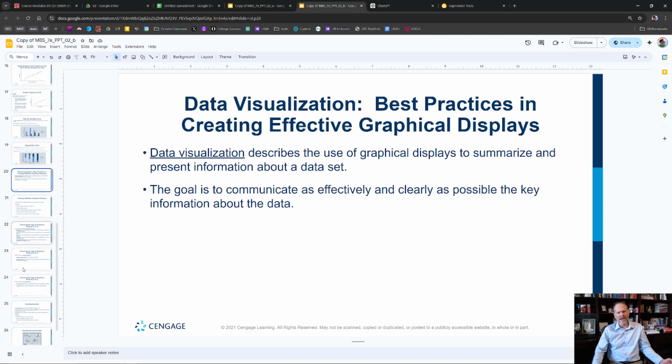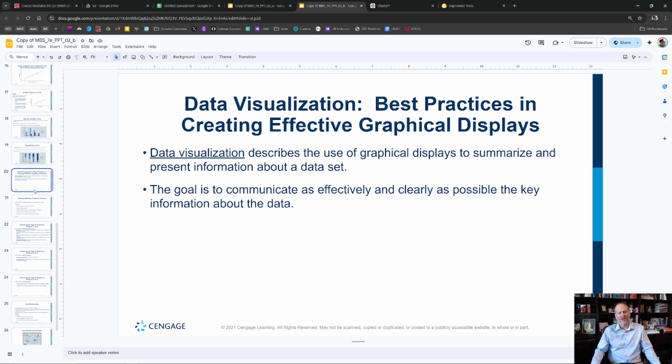Data visualization, best practices in creating effective graphical displays. The goal is to communicate effectively and clearly the key information about the data. Your goal might also be to get a certain outcome and to mislead people about data, which people come up with and do all the time. You want to try to create some sort of a case. If you're going to financial investment opportunities with a financial planner, they will present very specific data to present a certain image. You've got to be super careful and question all of it and know that just because they're presenting data doesn't mean that this is actually reality. It's one picture of reality, and that's a picture they've chosen to show you.